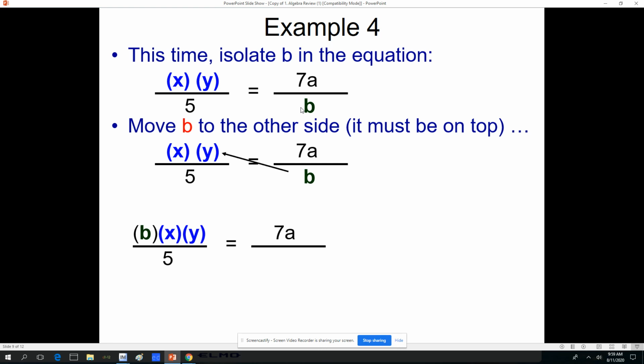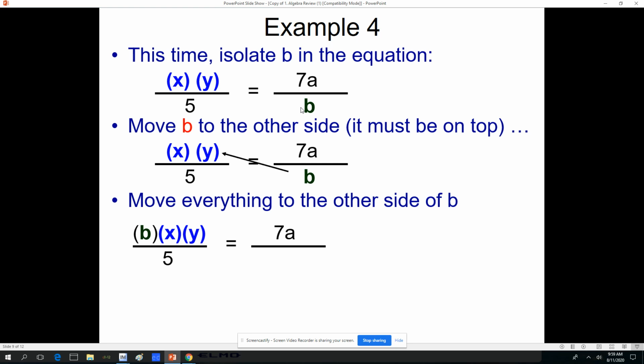And it looks like we got more complicated rather than less complicated, but at least it puts the B where we want it to go. So now we just need to manipulate the rest of those. You can see that X and Y need to be moved to the bottom, and the 5 needs to be moved to the top. So we'll move everything else in the right directions. 5 up there, X and Y down there, and we get something that looks like this. Now you can see I have 35 because I resolved the 5 times 7 part of the equation. Anytime that you can resolve a part of the equation, go ahead and do it. So B is equal to 35A divided by XY.